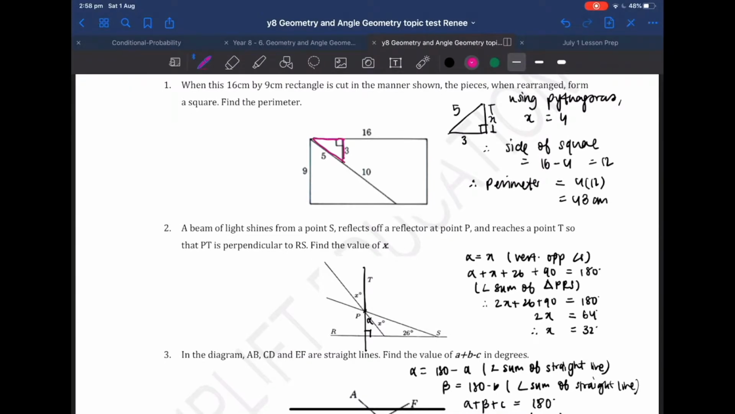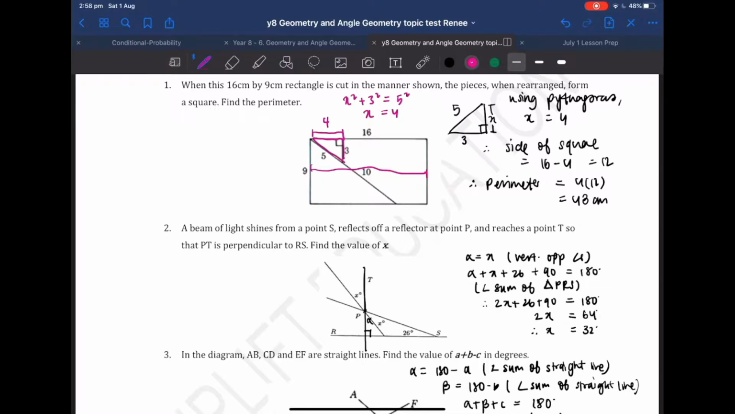To find the side of the square, all we needed to do was find this missing length here using Pythagoras. You guys know the Pythagorean theorem, that if we do x squared plus 3 squared, it'll equal 5 squared, and therefore x here is 4. Because we know this length here is 4, if we minus 4 from the longer length 16, so this whole length here is 16, we're going to get one side of the square, right?